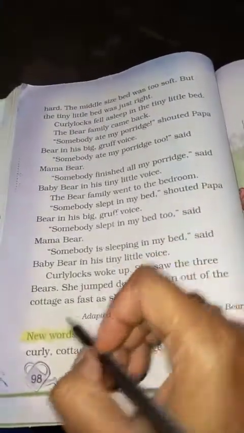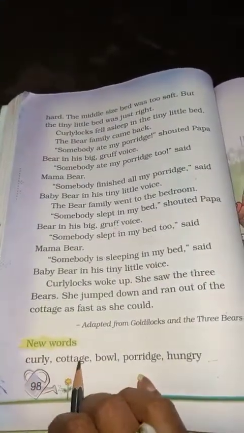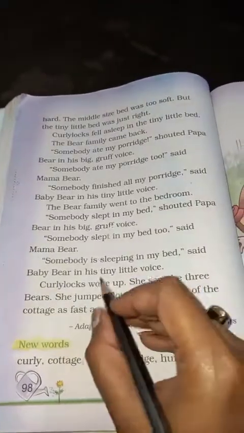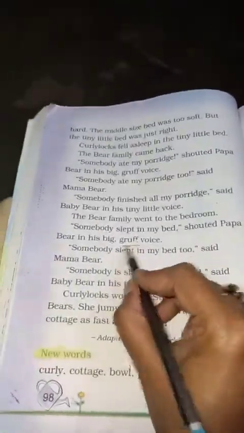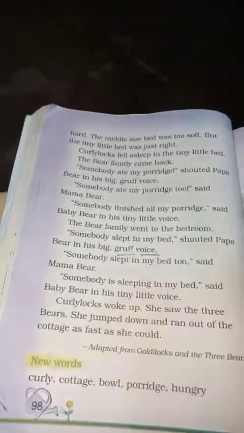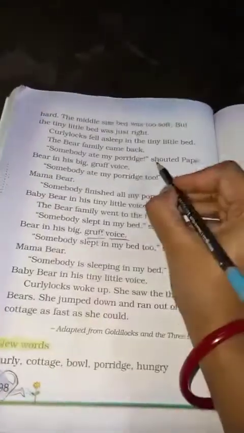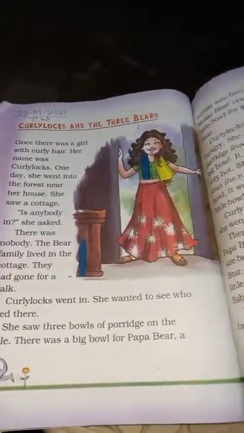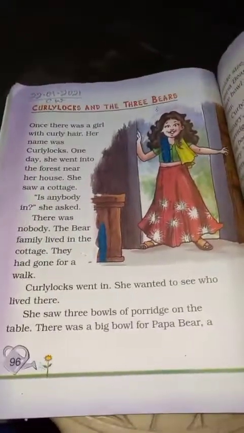We have learned new words: curly, cottage, bowl, porridge, hungry. Over here we have read new words: gruff, voice, shouted. Yes, so all of you, please read this story. This is a very nice and interesting story. Yes, all of you, please read it.